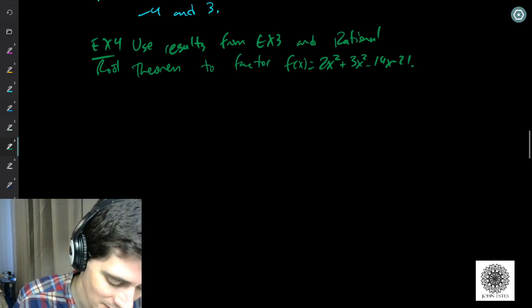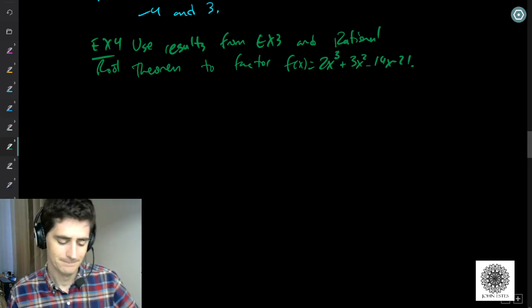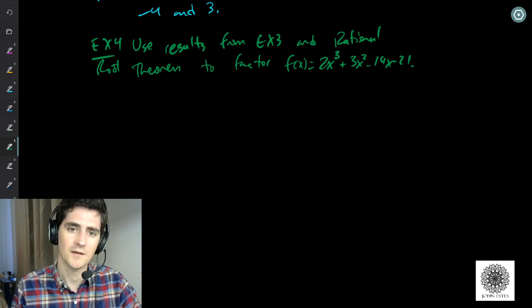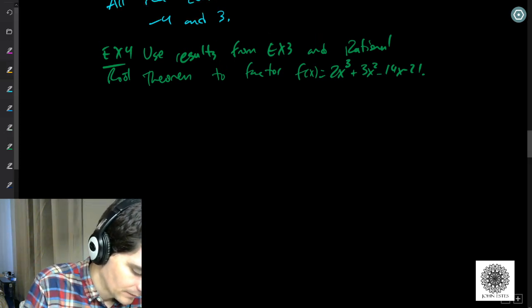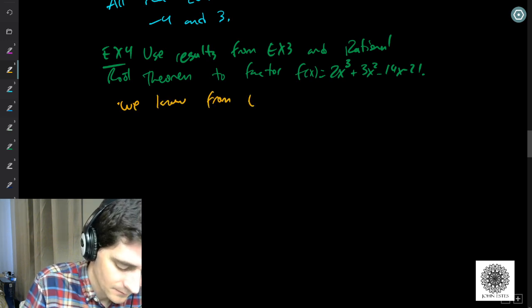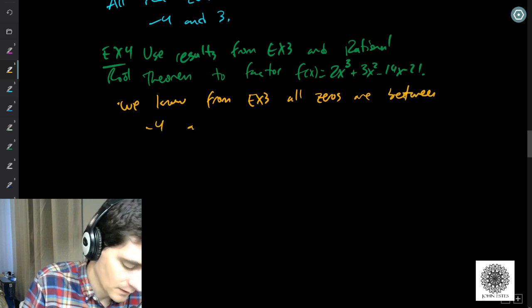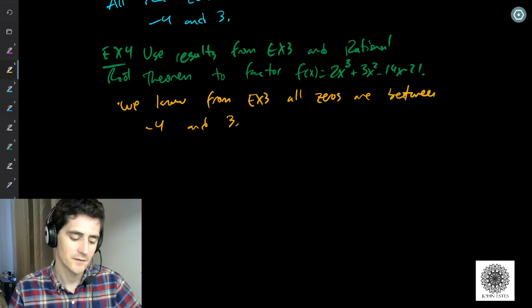I mean, what would you try? That's a 2x cubed, sorry. What would you try? Factor by grouping? I don't think it's going to work. We don't really have a lot of techniques for this. Okay, so one, we already know from example 3 that all the zeros are between negative 4 and positive 3. So the only numbers we have to test are between negative 4 and positive 3.